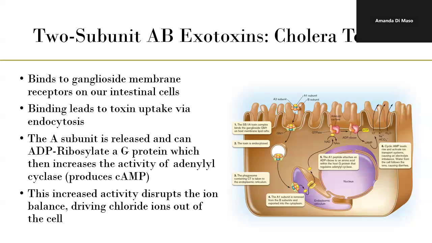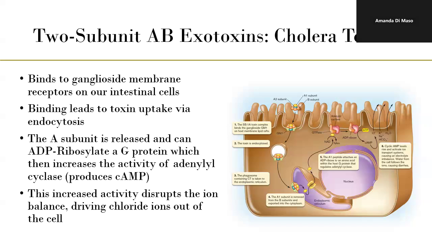Why does that matter? Because G proteins are the ones that control the production of cyclic AMP. So what this particular toxin does is it increases the amount of cyclic AMP produced. It increases the activity of adenylyl cyclase, which produces more cAMP. What the cAMP will do is disrupt ion balances. Mainly, it drives chloride ions out of the cell. So now we've got tons of cAMP, and the cAMP is saying take all the chloride in the cell and just dump it out.